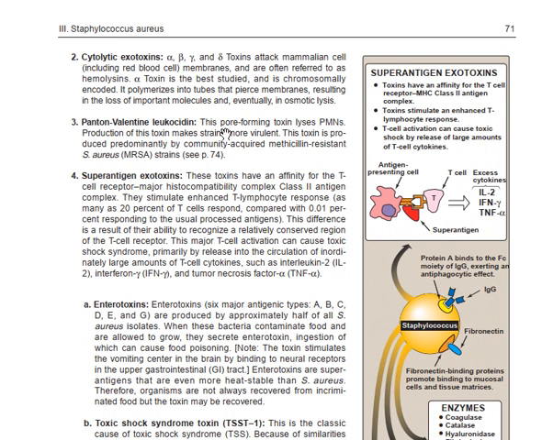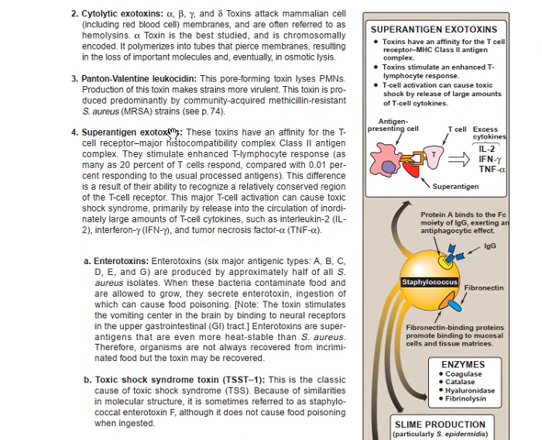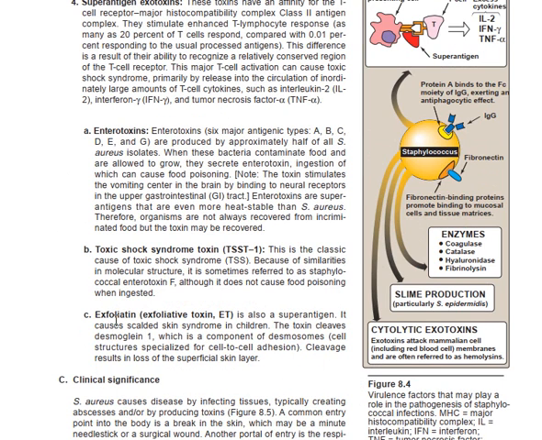Now the next virulence factor is the superantigen exotoxin. These toxins have an affinity for the T cell receptor and major histocompatibility complex class 2. Is it clear? So they are capable of stimulating and enhancing the T lymphocyte response, as many as 20% of T cells responding compared to the 0.1% that respond to the usual processed antigen. So you make the T cells respond. Now the superantigen exotoxins are divided into different toxins.